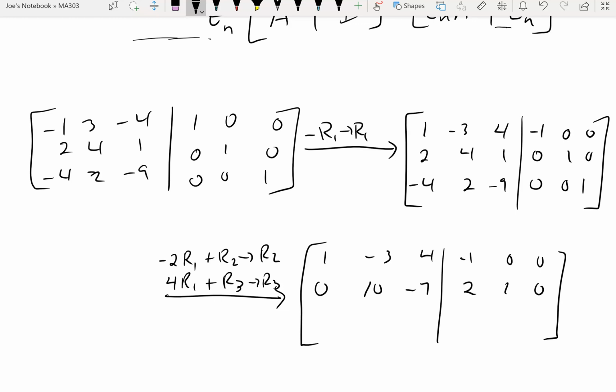All right, so now do 4 times row 1 added to row 3. 4 times 1 plus the -4 is 0. 4 times -3 is -12 plus 2 gives me -10. 4 times 4 is 16, minus 9 is 7. 4 times -1 is -4. Add that down and just get -4, and then the other 2 don't change because they're still zeros.